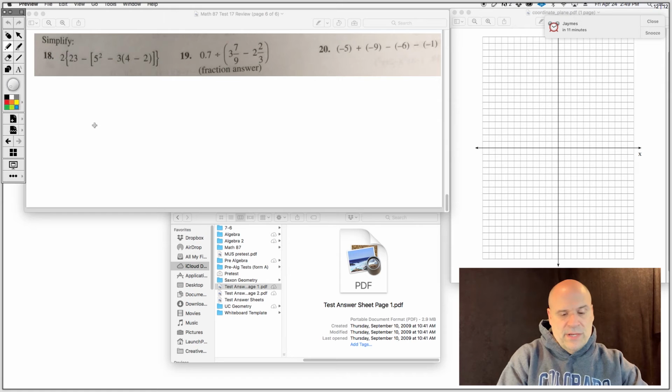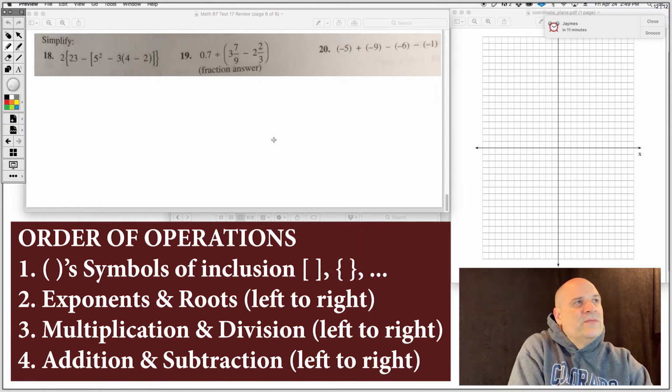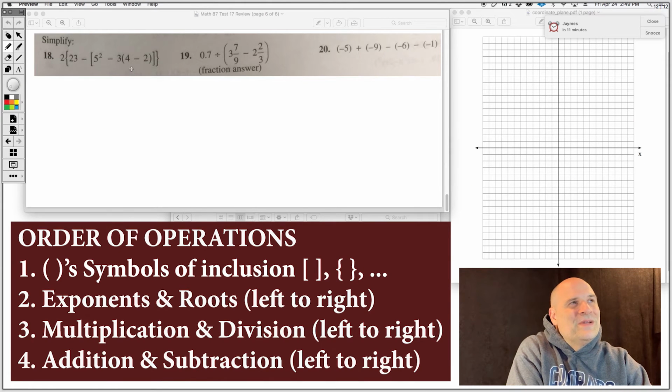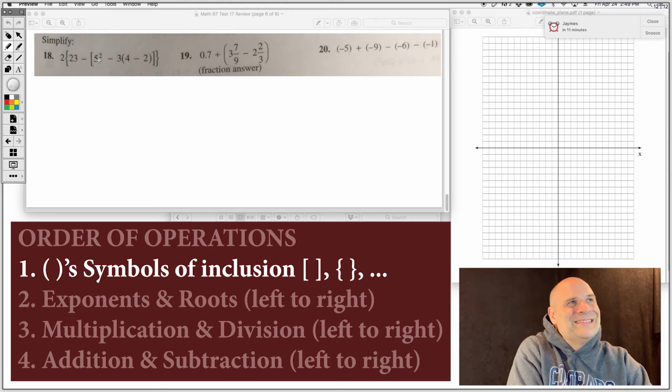Okay. So we're going to follow the order of operations. The first order is parentheses. And look, there's parentheses inside of parentheses inside of parentheses. So we're going to do that first one first. What's 4 minus 2? That's 2. Okay, so we're left with 2 times this, times this, times this.